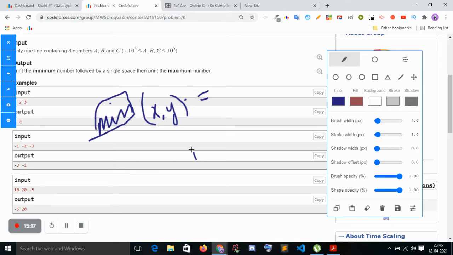Or you can write your own: if A is greater than B and A is greater than C, then of course A is max. And for C, you have to check it. This is the condition you have to check. For 2 and 3, conditions are there, you have to check them for min and max.